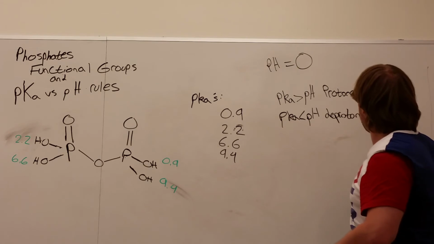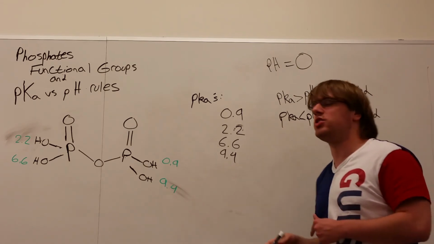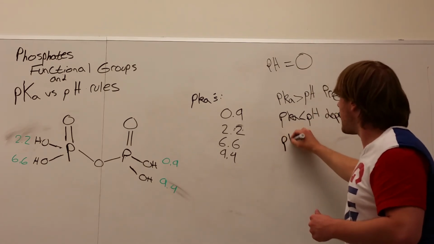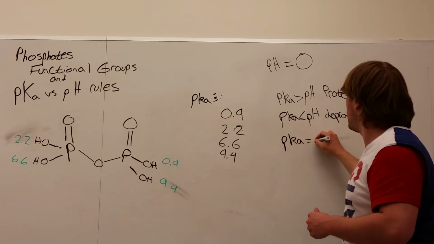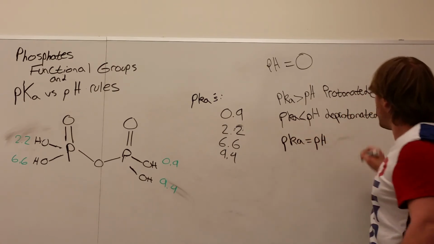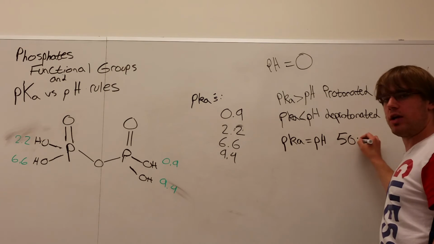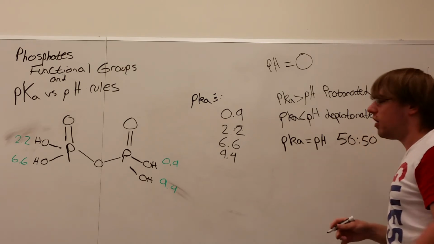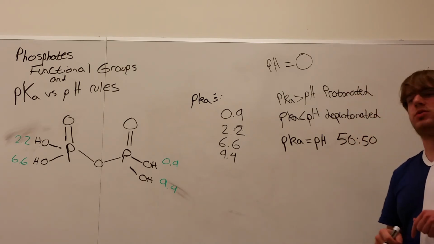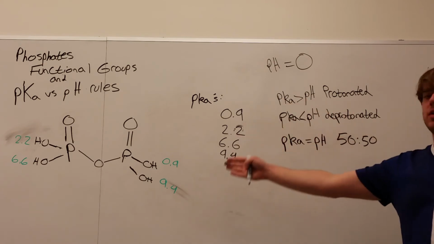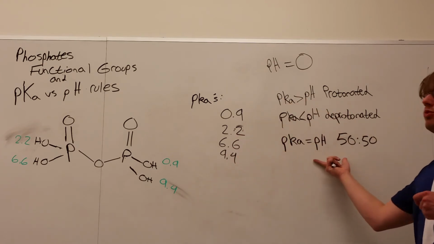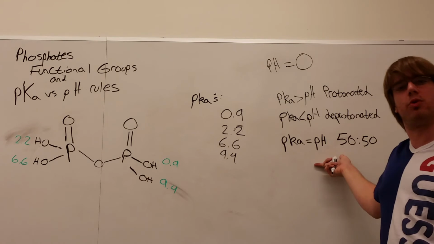Now there's a third rule that we don't really talk about as often, but it's worth mentioning, and that is what happens when pKa is exactly equal to pH. Well, what you're going to get is a 50-50 ratio of both the protonated and deprotonated forms. Now, I will show you that in this example in a little bit. We'll worry about this third rule later, because they don't often test on it, but it's worth mentioning.